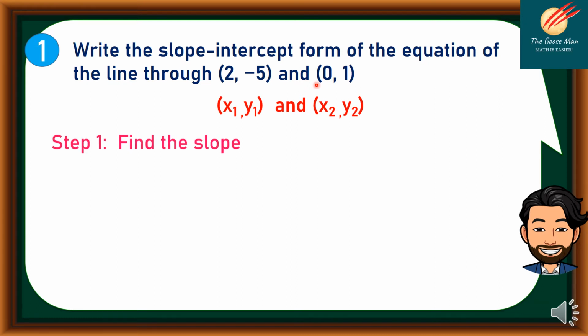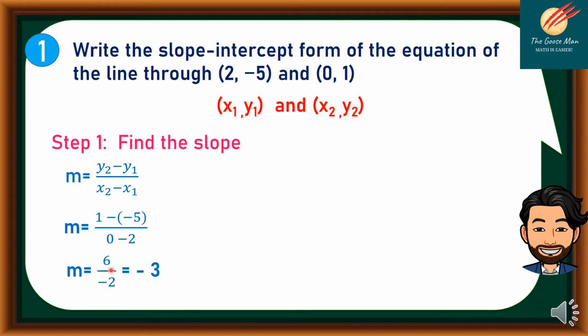Step number 1 is to find the slope. Recall that the slope is equal to y sub 2 minus y sub 1 all over x sub 2 minus x sub 1. Now, our y sub 2 is equal to 1, y sub 1 is equal to -5, x sub 2 is equal to 0 and x sub 1 is equal to 2. Simplifying it further, we have 6 all over -2 because 1 minus -5 is equal to 6. Then 6 divided by -2, so the slope m is equal to -3.